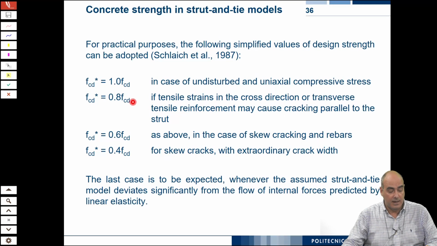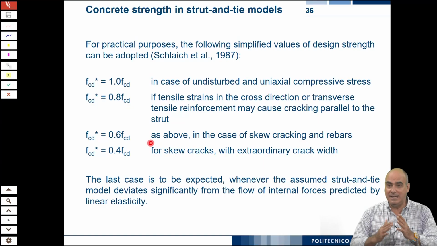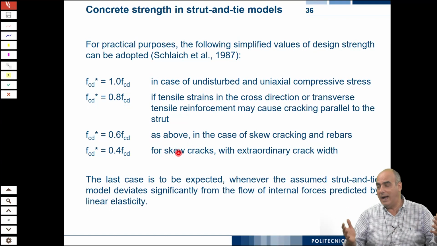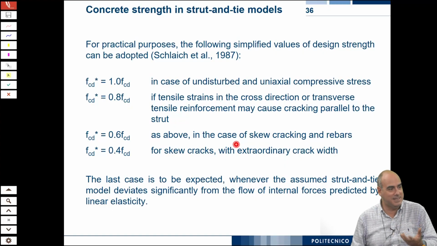Then, according to the transverse cracked state, they provided us 3 levels of decay of the compressive strength. If we have tensile strains with narrow cracks, 0.8. If we have inclined cracks, because the inclined cracks create higher disturbance, 0.6. If we have very wide cracks, 0.4. Well, this is okay, but it still relies upon some kind of sensitivity.